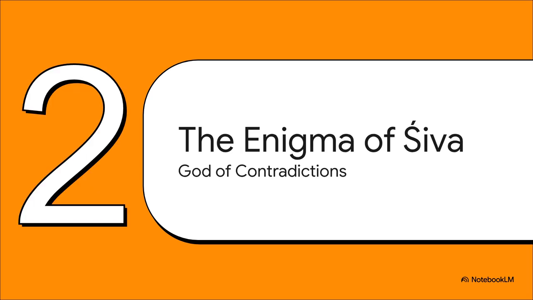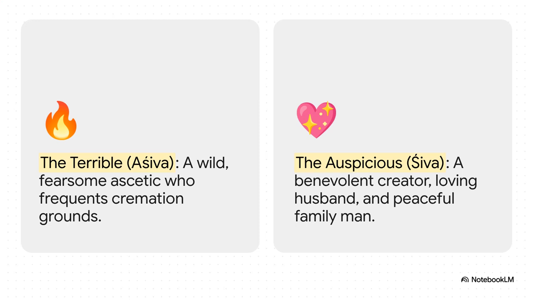And honestly, there's no better case study for this than Shiva. He is perfect for this because his entire being is just a bundle of contradictions. He's a wild, lone ascetic, but he's also a loving family man. He's the god of destruction, but his very name, Shiva, literally means the auspicious one. So the question is, how on earth do you capture a being of such deep, profound paradox in a single image?